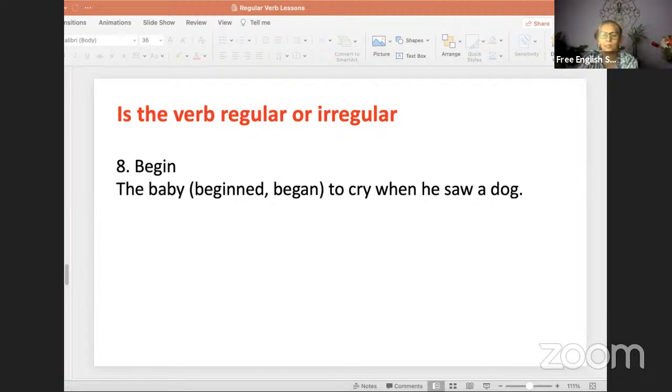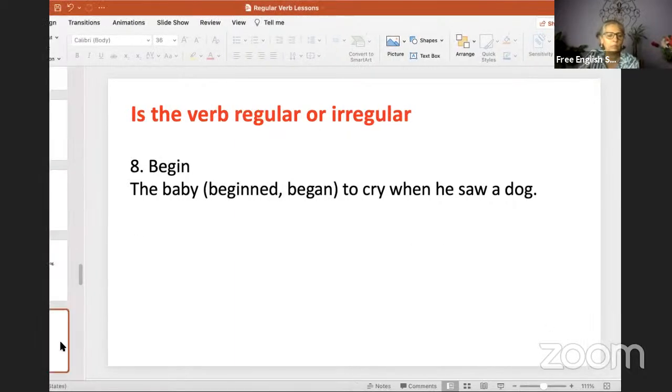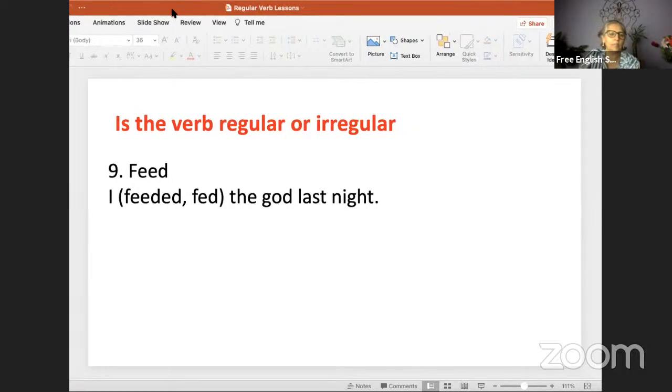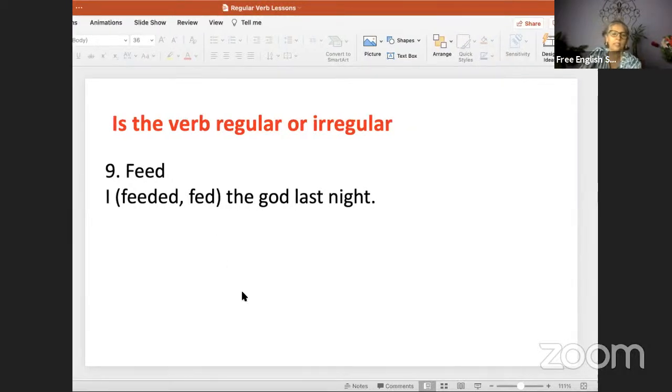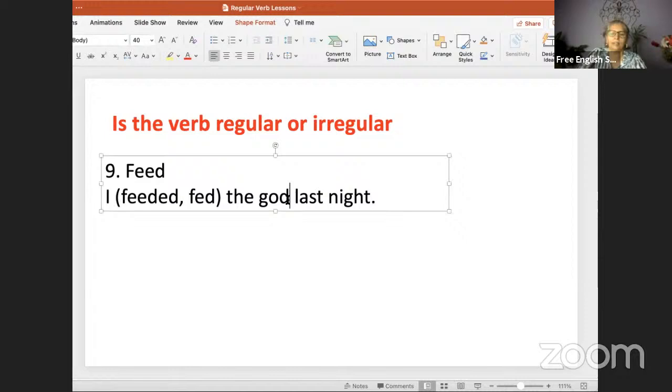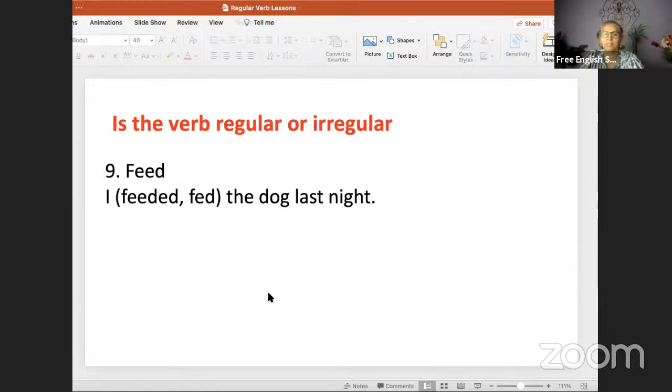Now let's see the next one. Okay, the next verb is feed. So I feeded the god. No, oh my God, what happened here? This is my typing. Maybe my eyes were closed when I was writing this. Dog, sorry. I feeded the dog last night, or I fed the dog last night.